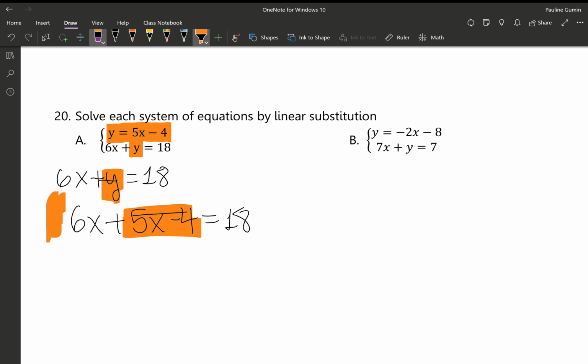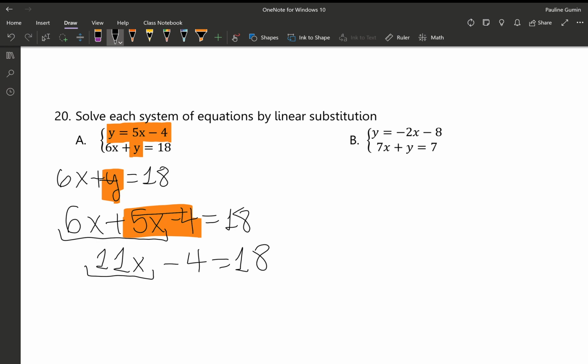As you can see, once again I went so fast that I drew a line instead of my highlighter. I'm trying to erase this little smudge. Ah, there we go. That worked. Okay, now that we took the 5x minus 4 and replaced it instead of y, we can begin solving this like a regular equation. So what I notice is that we have a 6x and a 5x. I can add them together to get 11x. And then minus 4 comes down, so does the equals 18.